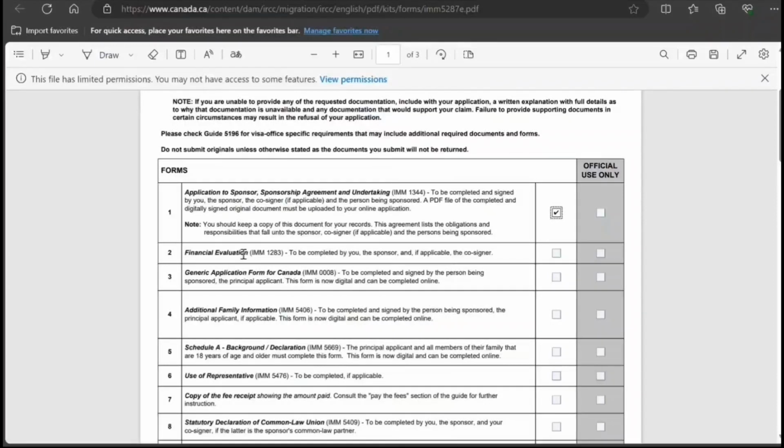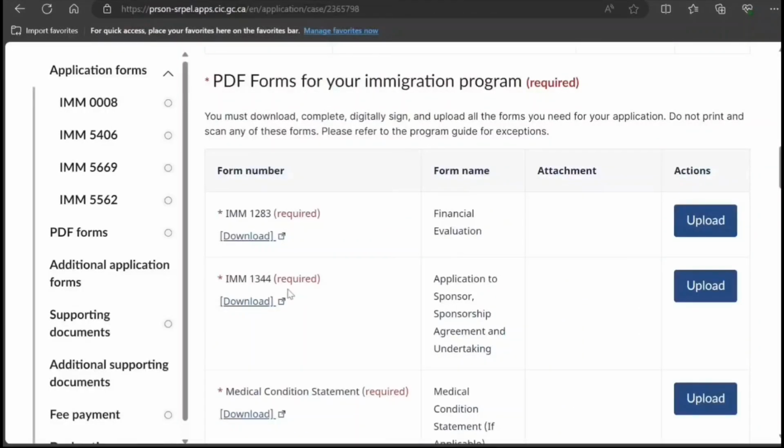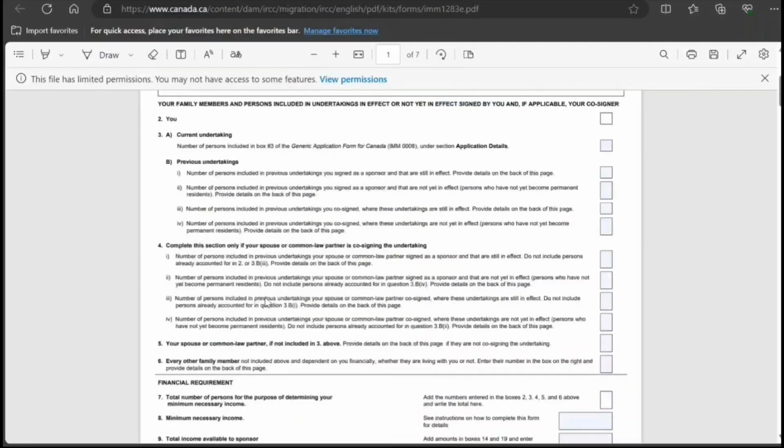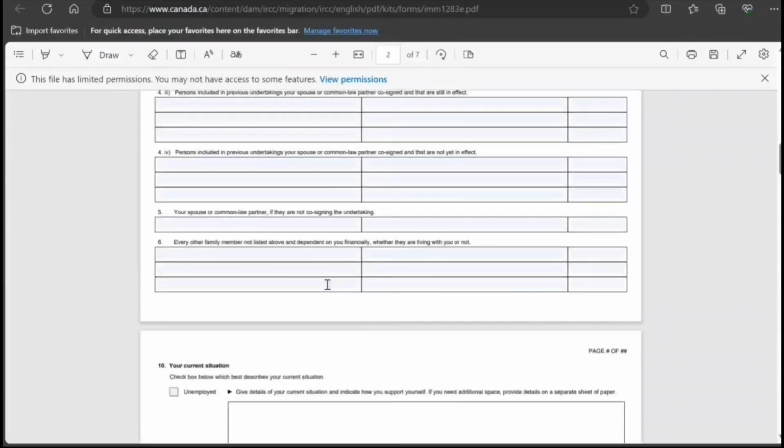Fine. Financial information, if applicable, the co-signer. So let's see, 1344, 1283. Financial information about you and, if applicable, your co-signer. So let's say John is not married, so he doesn't have a co-signer. So he's not going to do this. We'll go through this form when we reach it.